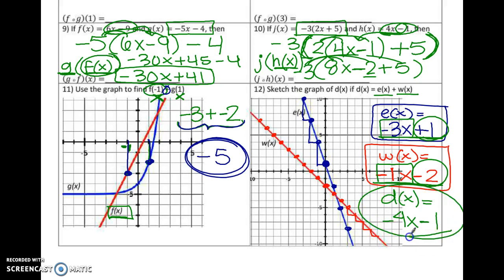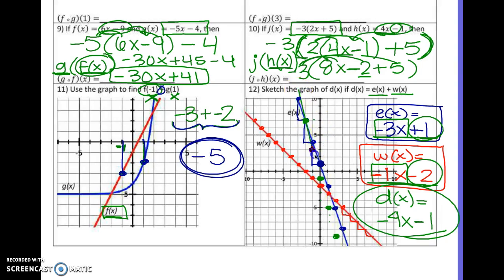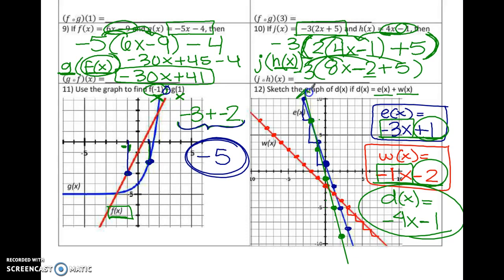So now that I know what to sketch, I'm going to start at -1. And I'm going to go down 4 over 1 to the right. 1, 2, 3, 4, 1. 1, 2, 3, 4, 1. So this line right here, I would draw a line right there. That would be d of x. And yeah, it should have arrows, and so should the red and blue, but that would be d of x right there. That's the green line graphed, the sketch of d of x.